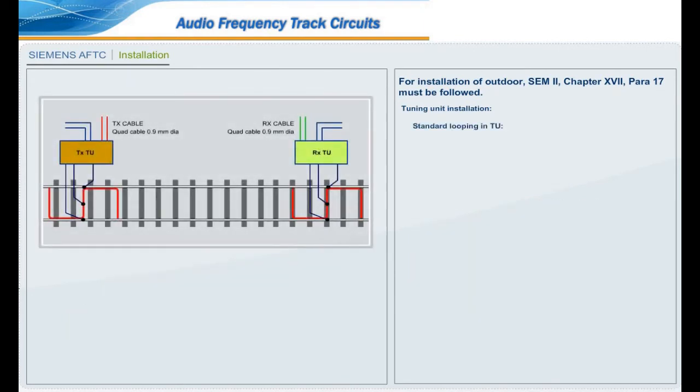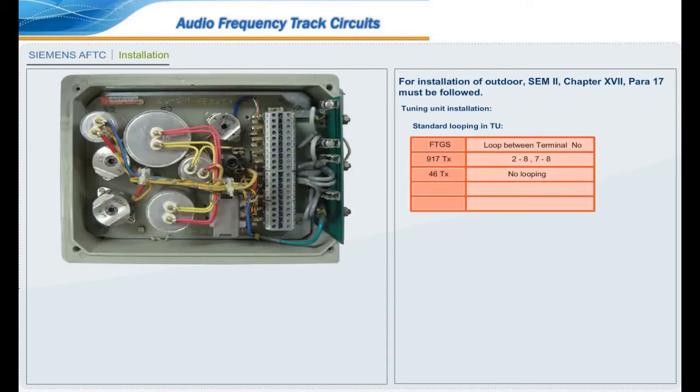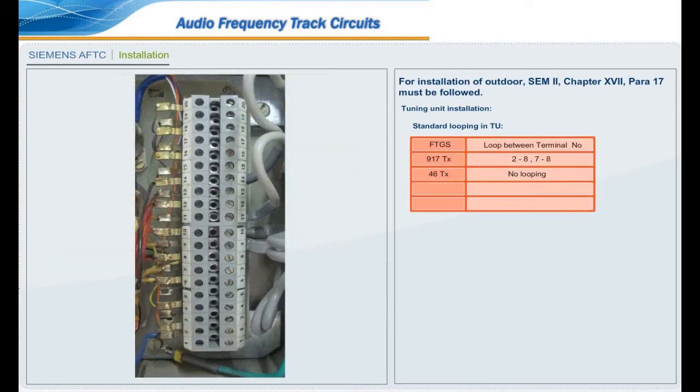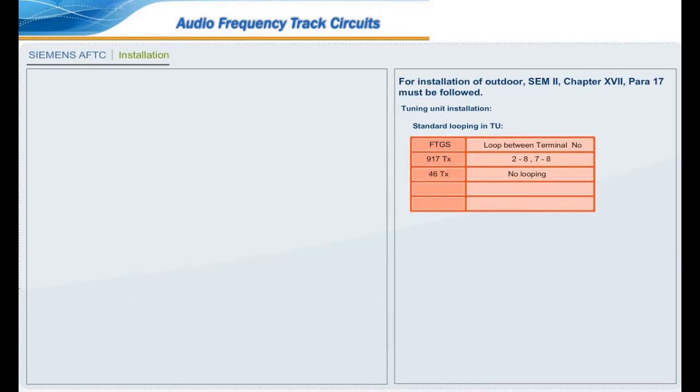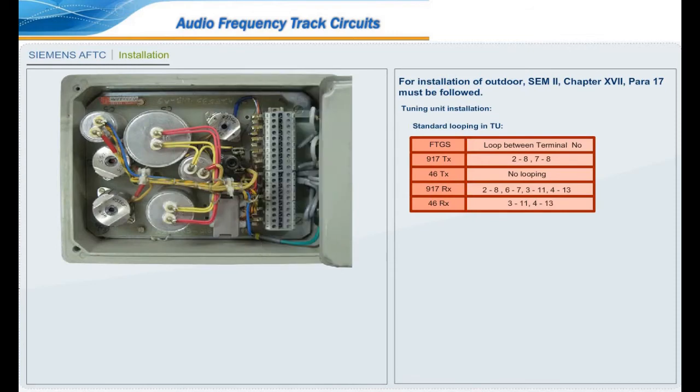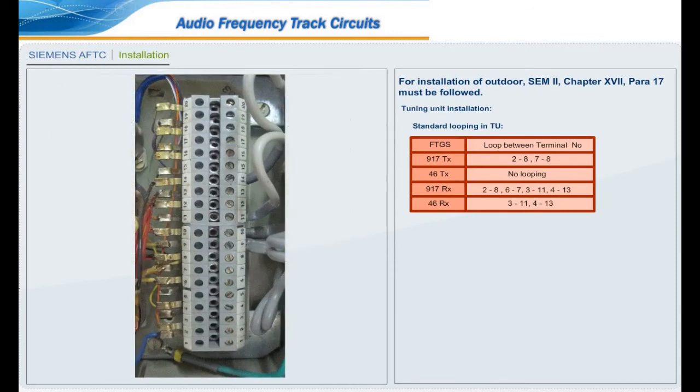Standard looping in tuning unit. For FTGS917 TX, the loop between terminal number 2 and 8, 7 and 8. For the FTGS46 TX, no looping. For FTGS917 RX, the loop between terminal number 2 and 8, 6 and 7, 3 and 11, 4 and 13. For FTGS46 RX, the loop between terminal number 3 and 11, 4 and 13.